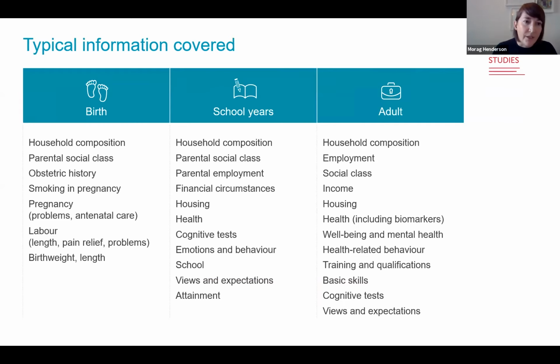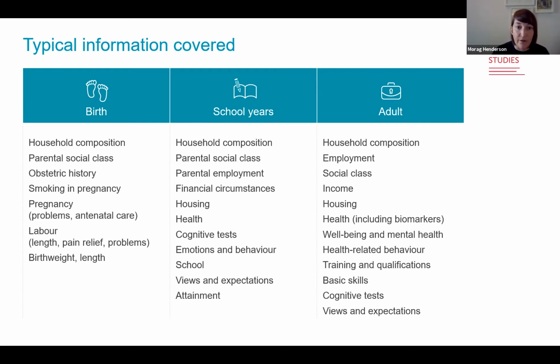The typical information covered, things like from birth, household composition, obstetric history, smoking and pregnancy, labour, birth weight, length of the baby or the cohort member. And then we follow them up through their school years, through primary schooling and secondary schooling, capturing information on their housing circumstances, financial circumstances, family dissolution or unification, cognitive tests for many of them, educational attainment, and then we follow them through university if they go, but from that transition from schooling to adulthood and labour market employment.